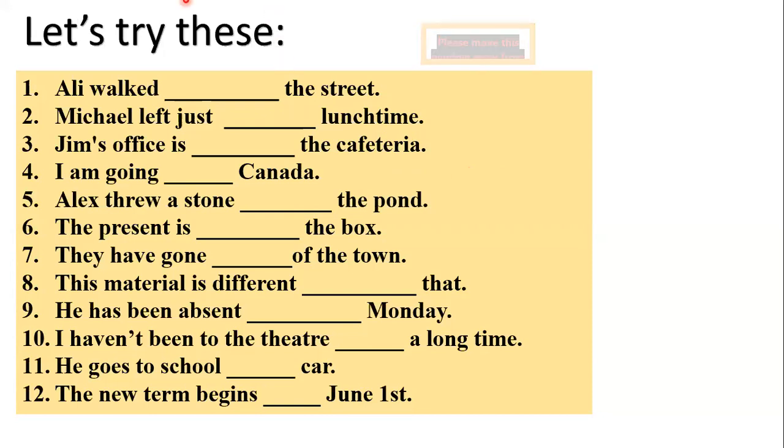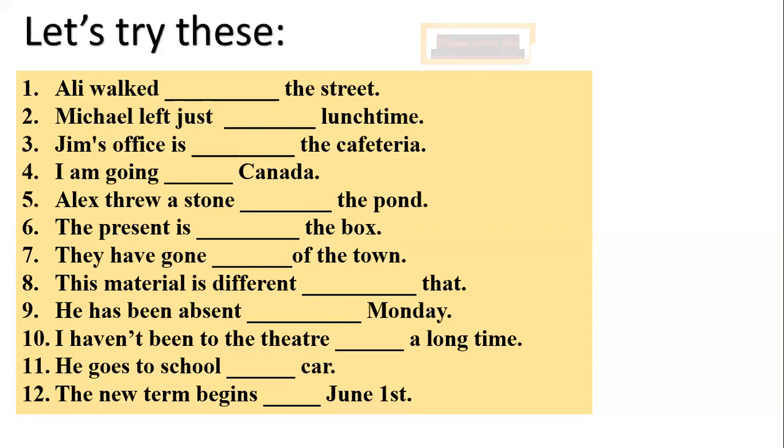Mariam, can you answer me the first one, beta? Are you there, Mariam? Okay, Alicia, can you answer me the first one? Ali walked dash the street. Alicia, can you answer me? Across the street. Very good.